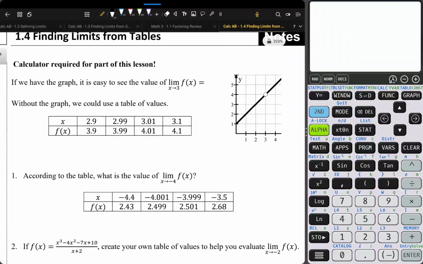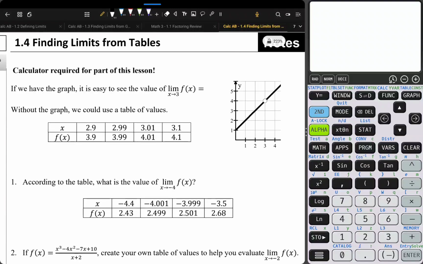All right, so let's take a look at finding limits from tables. If we have the graph, it is easy to see the value of the limit as x approaches 3 of f of x. So if we look at this graph, this is f of x here. If x is approaching 3, then the y value is approaching the number 4. Okay? Without the graph, we could also use a table of values.